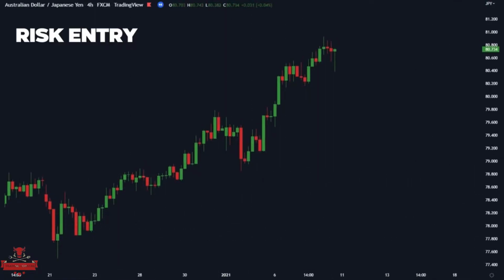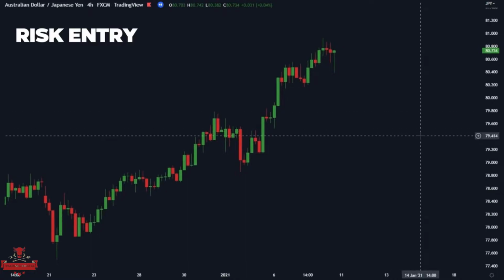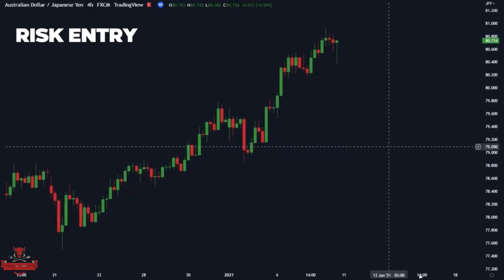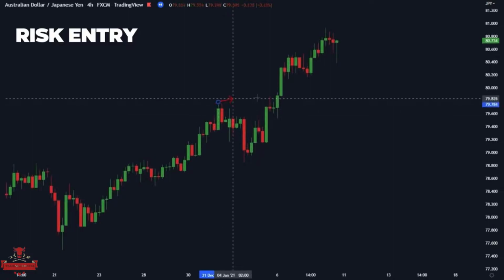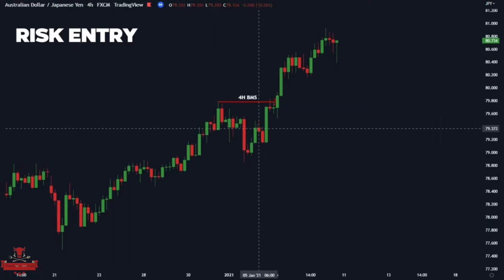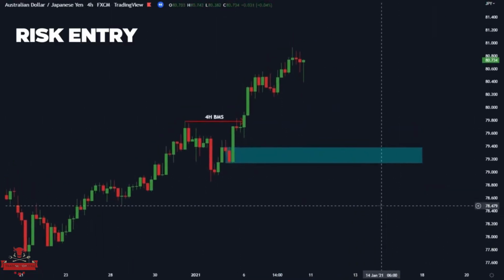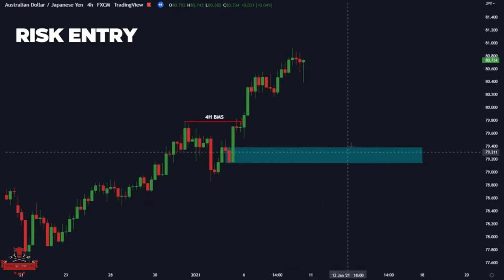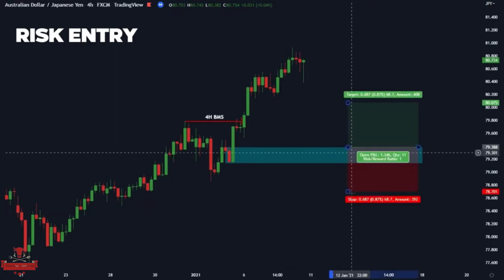Now, what we've got here is USD JPY on a 4-hour time frame. I'm going to mark up the 4-hour break of structure. As you can see, we're in a bullish trend here. So here's our 4-hour break of market structure. We're going to track back and we're going to mark up our order block. As we know, it's the last bearish candle before the move that broke structure. So this is our order block here.